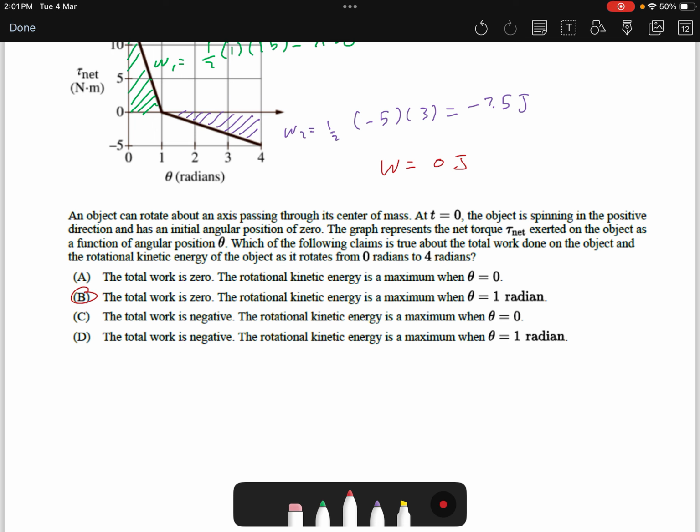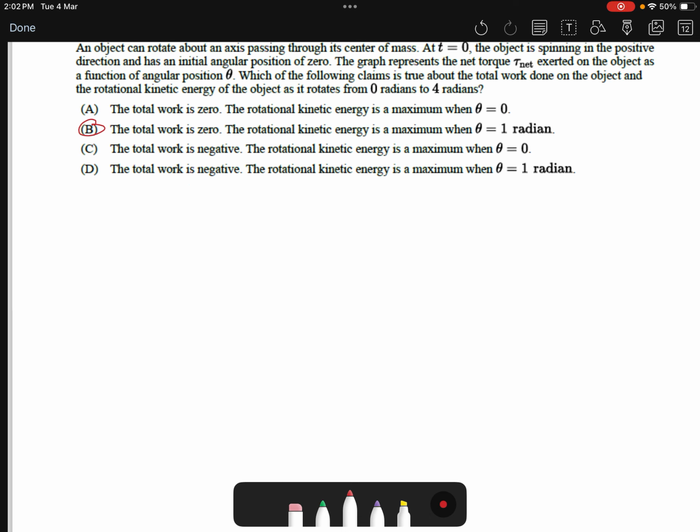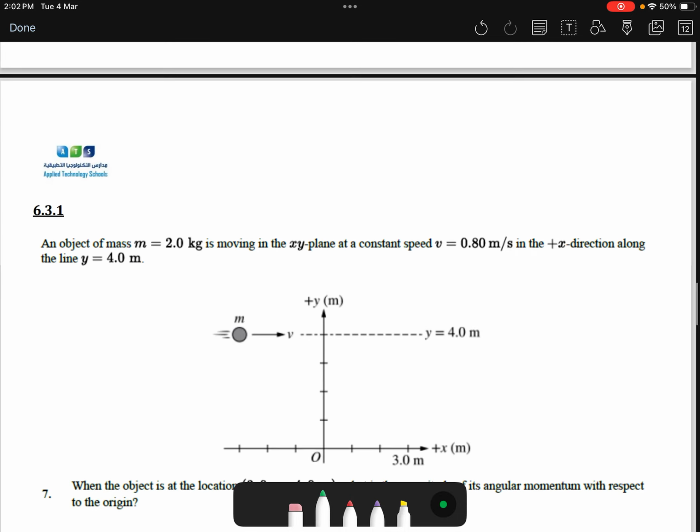The rotational kinetic energy is maximum when theta equals 1. Why? Because at this point, the work is whatever is in green. When we increase theta, we need to subtract this part. At theta equals 3, we need to subtract all of this. Clear? So at the beginning, when theta equals 1, we had only the green part, the work was maximum. Next question.